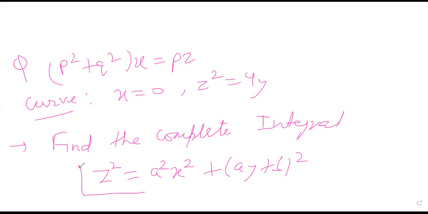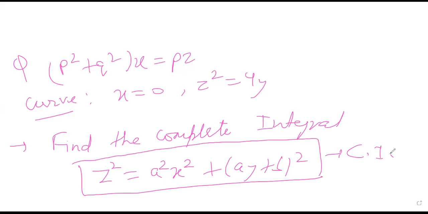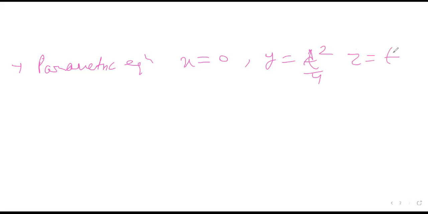This is the complete integral that I found last night. Now, the first thing you have to do is find the parametric equation of the given curve. For x equal to 0, y comes from z square equal to 4y. So with x equal to 0, y will be t square by 4 and z is equal to t. This is the parametric form.